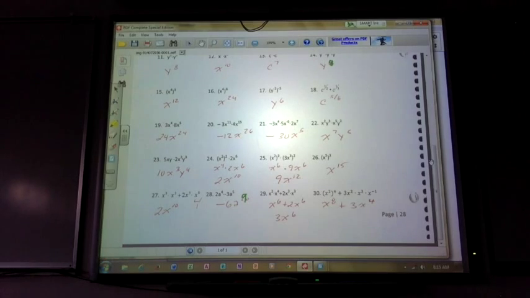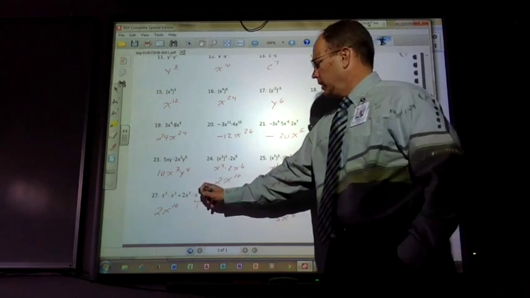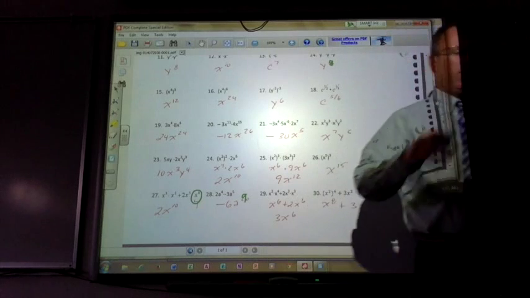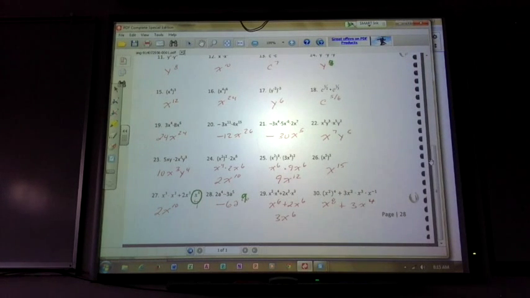One thing to make note of is this one right here. If you have something raised to the 0 power, if you have a letter or a number other than 0 and it's raised to the 0, the answer is 1. It comes out to 1. So that's just. Are we good there? Can I move off that screen?